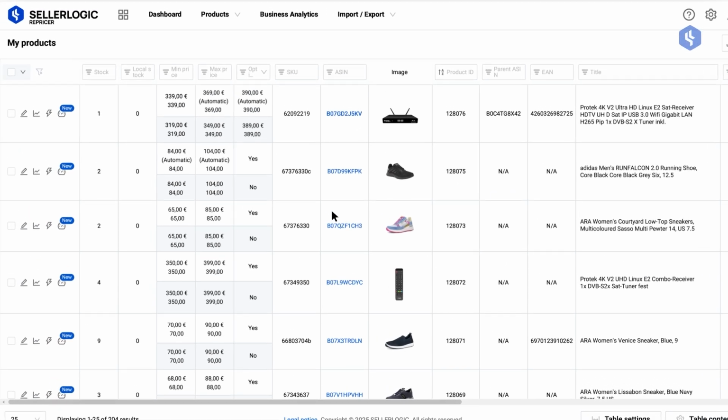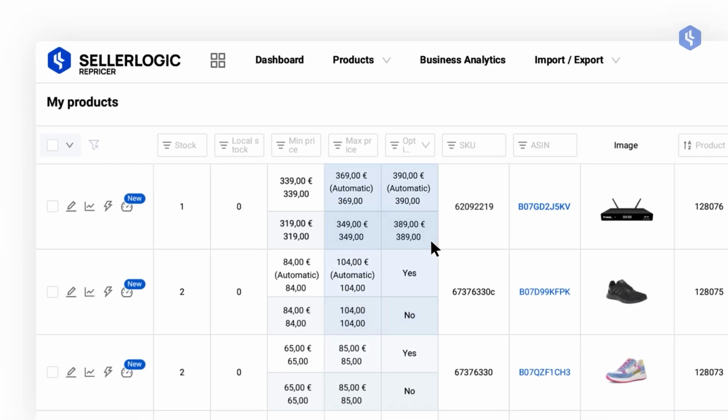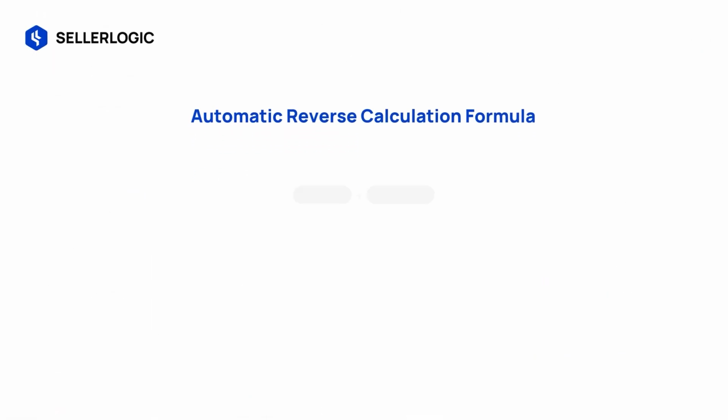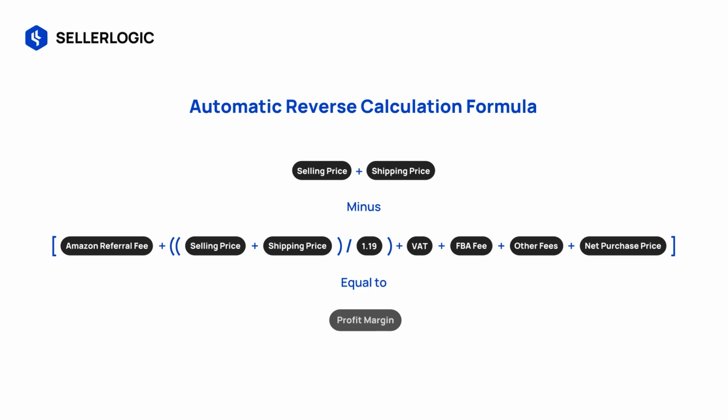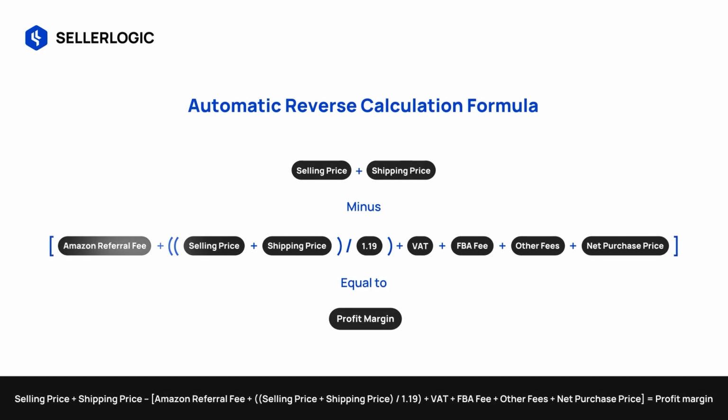Quickly update these values directly in the My Products table if manual entry is enabled. Next, we will examine how the automatic calculation works. SELLERLOGIC uses a reverse calculation formula to set prices automatically based on your target profit.